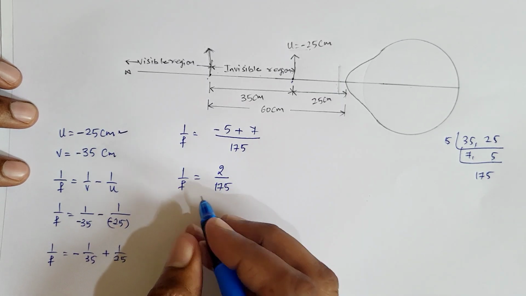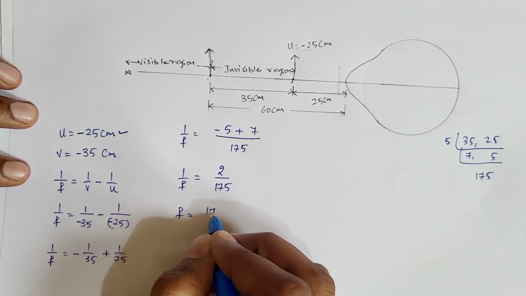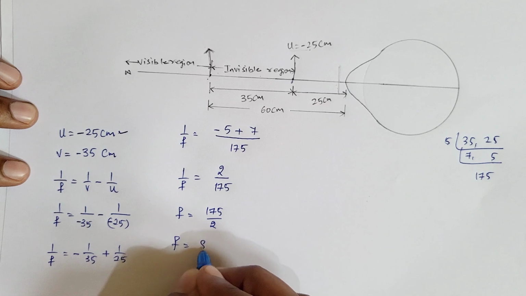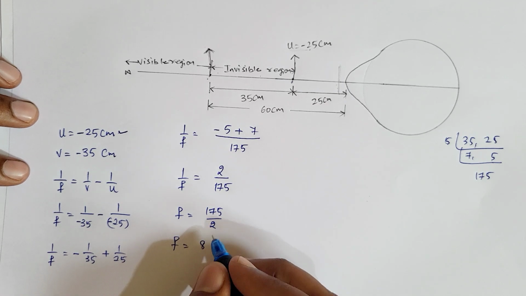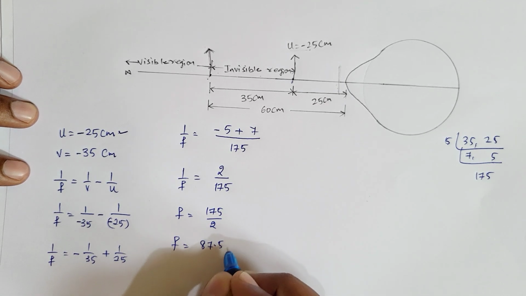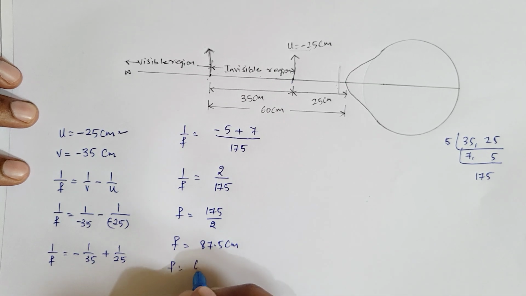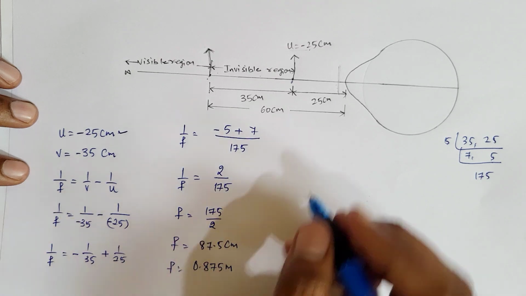So you got focal length as positive. 175 divided by 2. It is going to be 2 8 is 16. 70 minus 16, 1 2 7 is 14. 87.5 centimeters. It is going to be 0.875 meters.